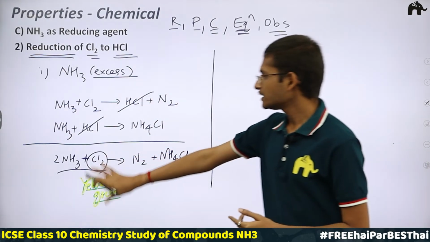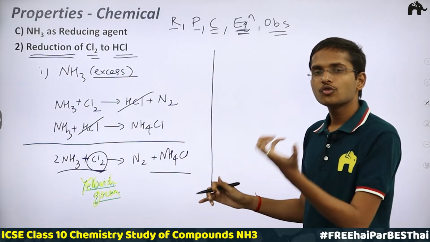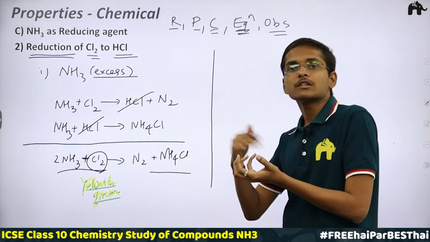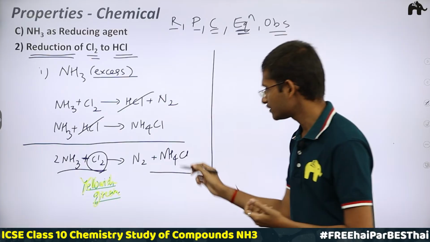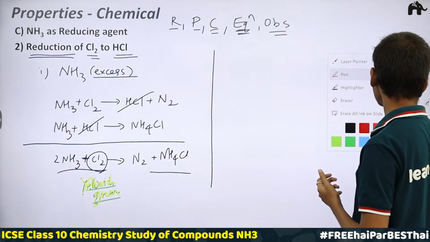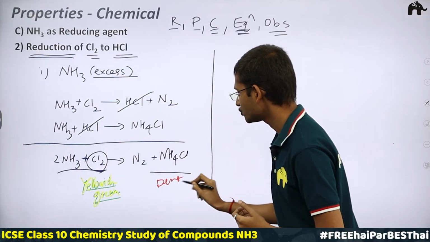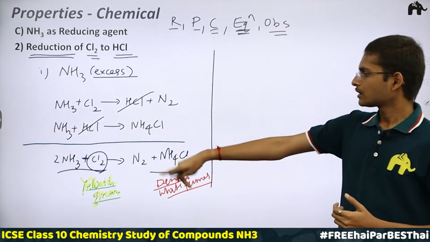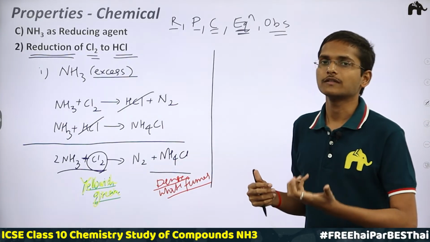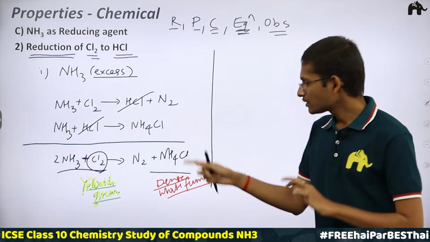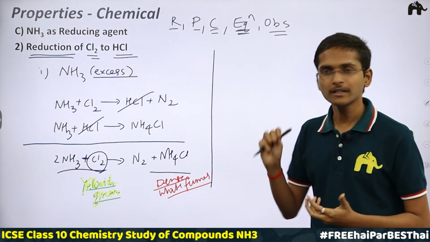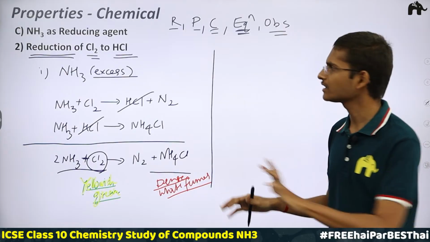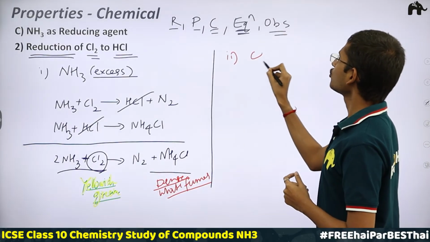Now what is happening here? The yellowish green color of the chlorine gas would slowly disappear, because it is reacting with ammonia, and what is forming? Ammonium chloride is forming, and when it is formed we get dense white fumes, right? So our last observation would be the yellowish green color of the chlorine gas disappears and dense white fumes are formed. No need to tell that ammonium chloride is formed. We cannot see by our naked eyes that it is ammonium chloride. We could only see the dense white fumes. That's it.